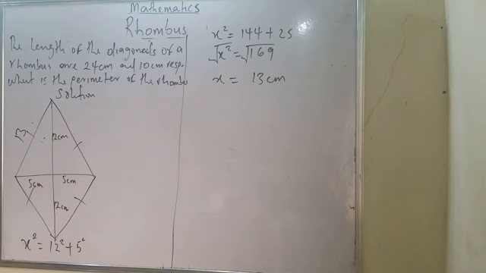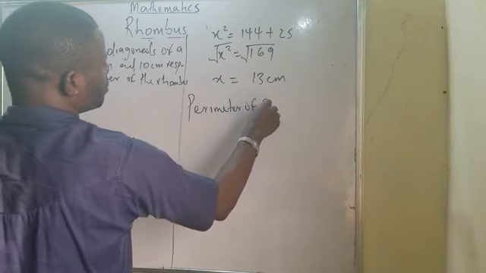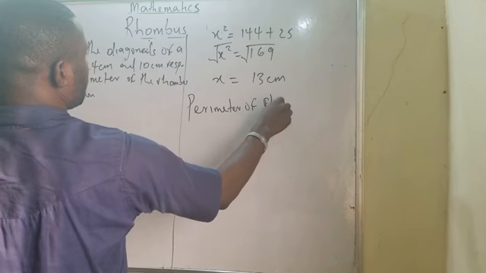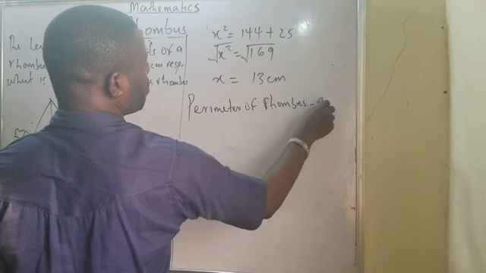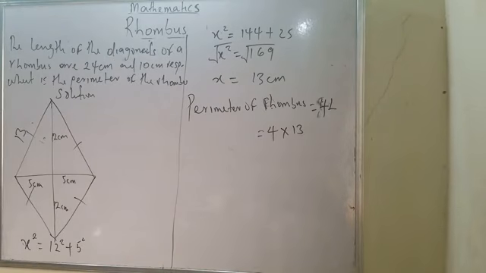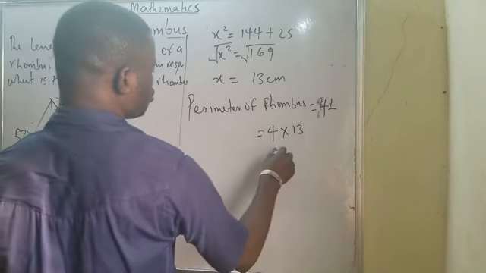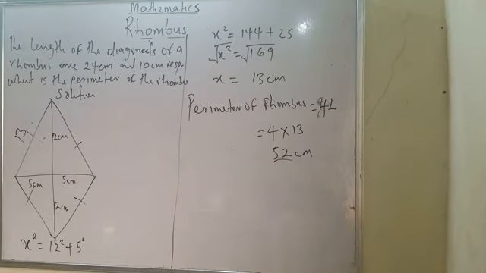Now, to look for the perimeter, the perimeter of the rhombus will equal 4L. It means 4 multiplied by 13. 4 times 3 is 12, carry 1, 4 times 1 is 4, plus 1 is 5, so that is 52 centimeters. If I should find the area, I think you have been on area for a long time now. That is all about that.